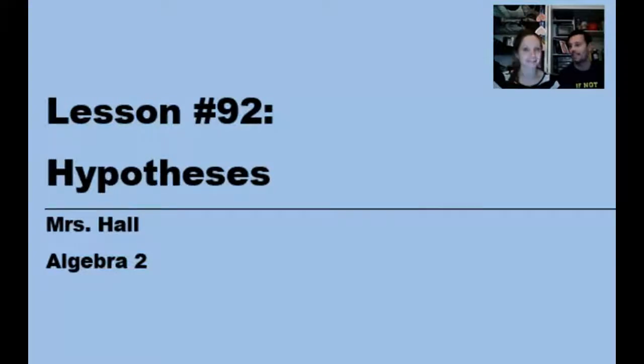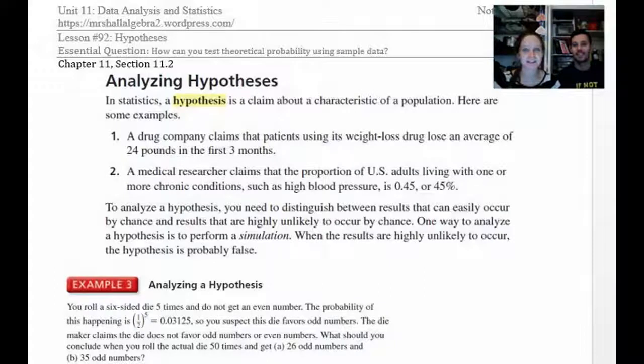Analyzing hypotheses. In statistics, a hypothesis is a claim about a characteristic of a population. Here are some examples. 1. A drug company claims that patients using its weight loss drug lose an average of 24 pounds in the first 3 months. 2. A medical researcher claims that the proportion of U.S. adults living with one or more chronic conditions such as high blood pressure is 0.45 or 45%.